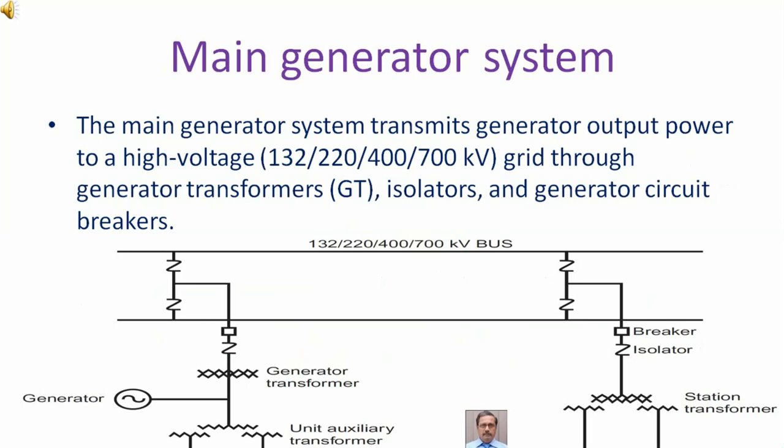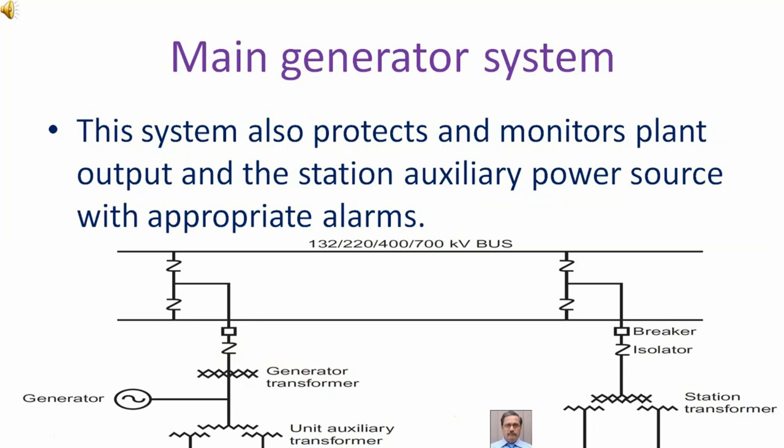The main generator system transmits generator output power to a high voltage 132/220/400/700 kilovolt grid through generator, transformer, isolator and generator breakers. These are the breakers, these are the isolators, and this is the generator transformer. This system also protects and monitors plant output and the station auxiliary power source with appropriate alarms.